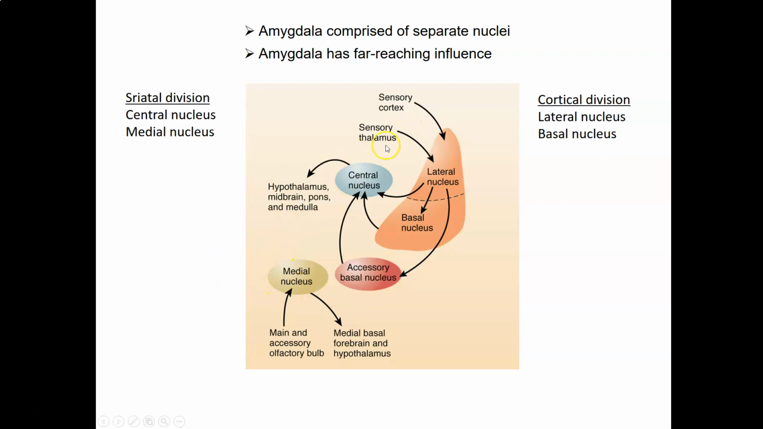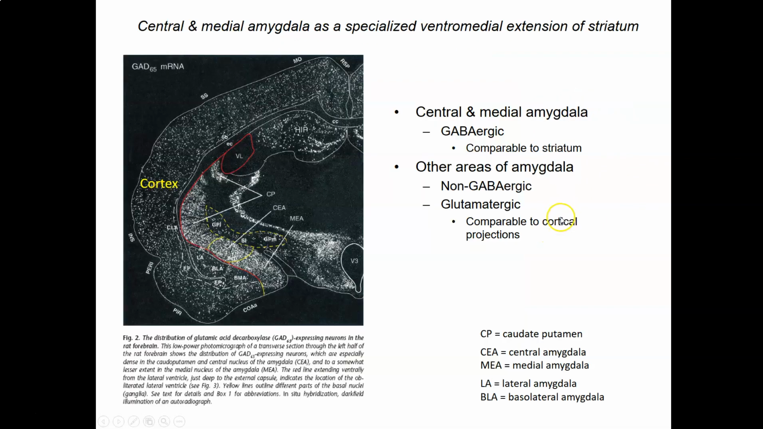Okay, so we could also think of these things as being broken up into both a striatal division, that's the central and the medial nucleus, and a cortical division, which is more the lateral and the basal. And this is based on the kind of neurotransmitters that these particular cells contain. So the central and the medial amygdala contain primarily GABA. That's the main inhibitory neurotransmitter, and this is very comparable to the striatum or the basal ganglia.